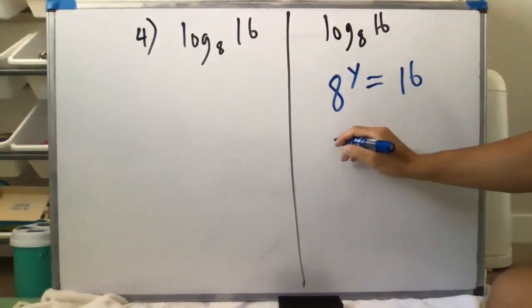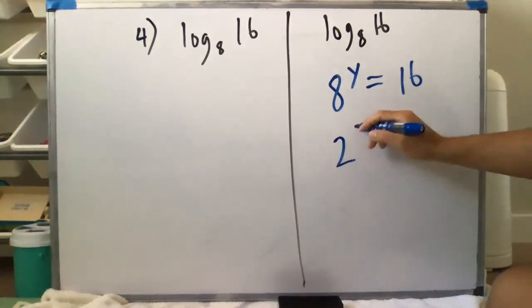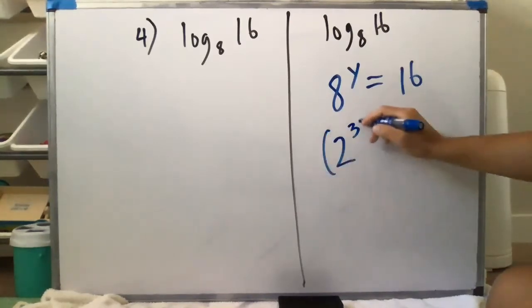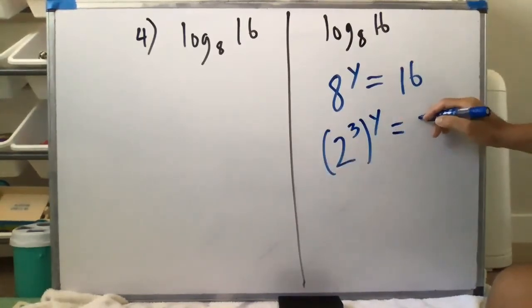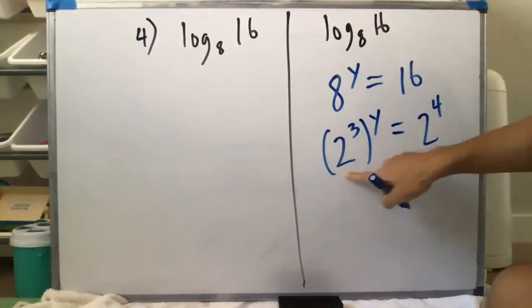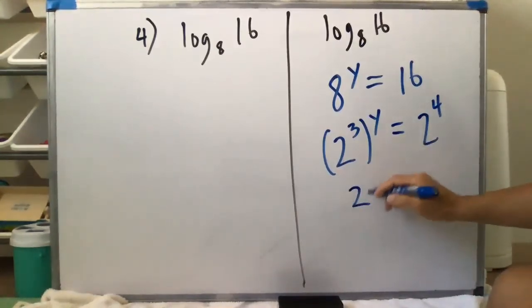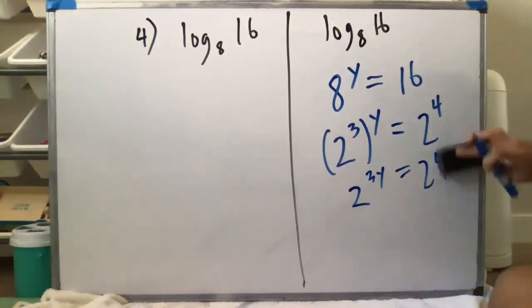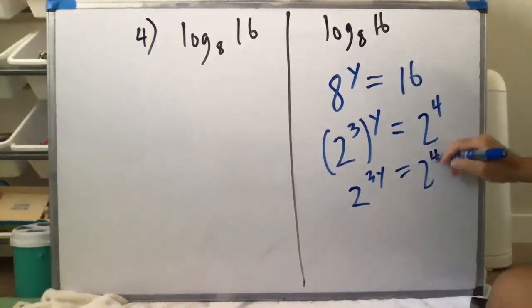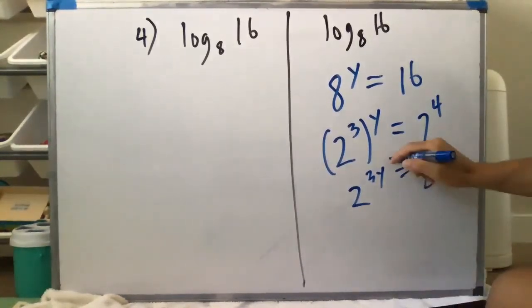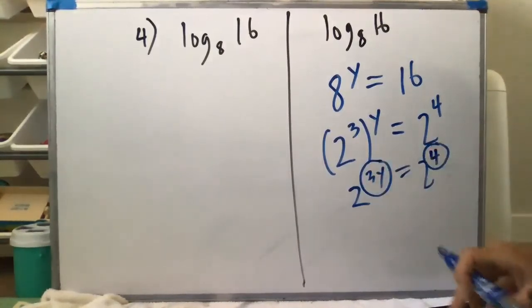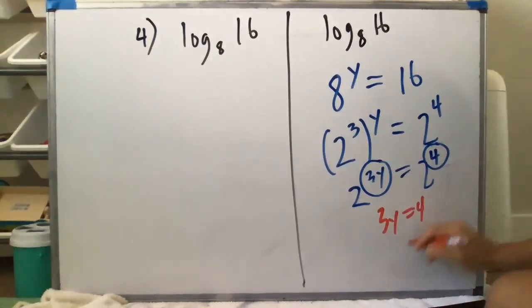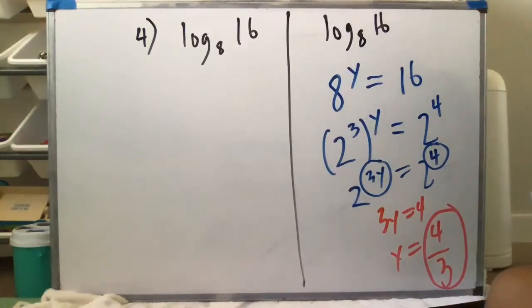The way I can do this is, remember, we write it with the same base. I can write 8 as 2 to the third power, raised to the y power, and 16 I can write as 2 to the fourth power. Now I have them in the same base. This I can rewrite as 2 to the 3y is equal to 2 to the fourth. Now that I have the same base on both sides, I can just solve for their exponents. So 3y is equal to 4, which means y is equal to 4/3. And there it is. That's the evaluation of log base 8 of 16.